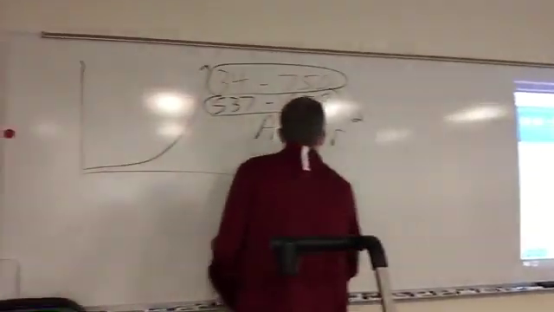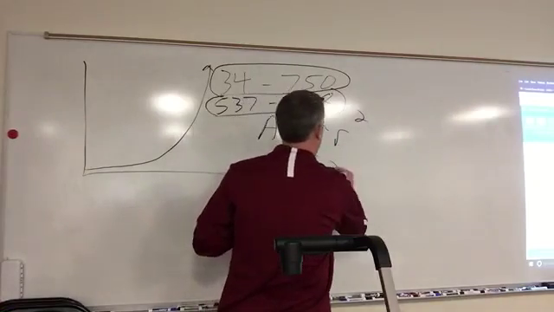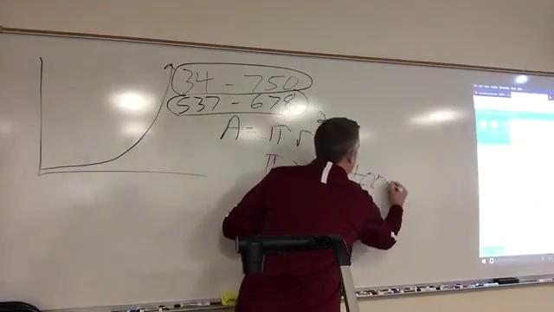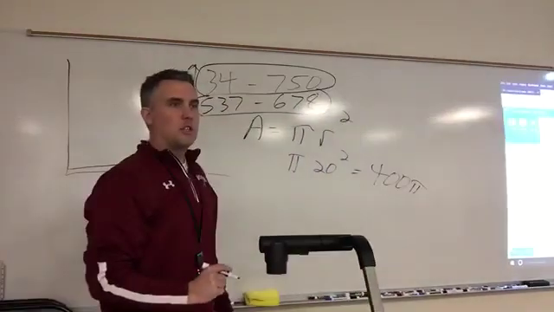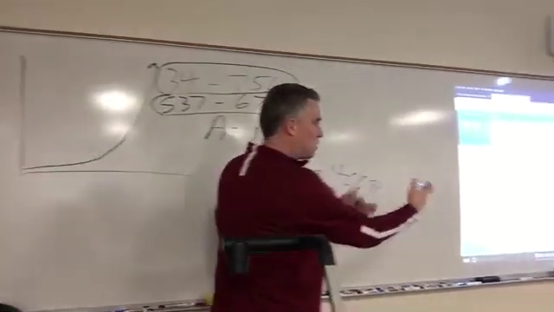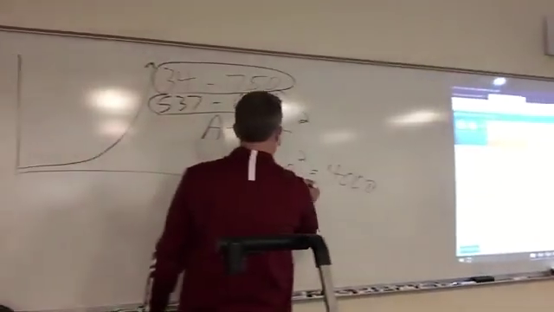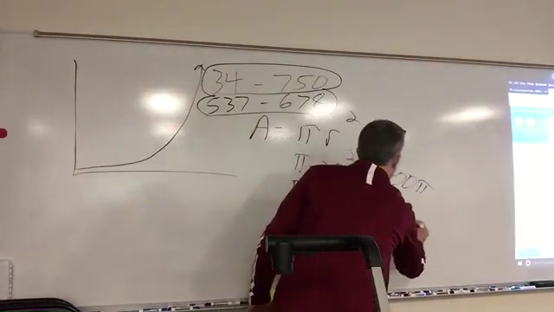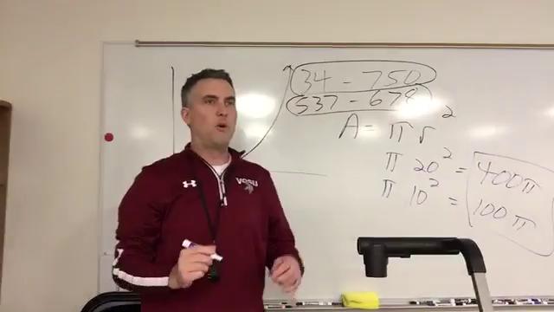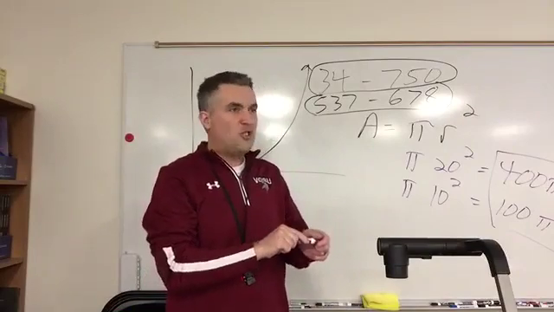Pi r squared. Okay, for the 40, the radius of the 40 would be 20. So pi 20 squared, that's 400 pi. That's the area of my big circle. Do you guys agree? Now let's go to the small circle. It would be pi times radius. The radius would be 10, half of the diameter, right? Pi times 10 squared, which is 100 pi. Do you still think the big one is twice as big as the small one? It's not twice as big, it's 4 times as big. Does that change your answer?